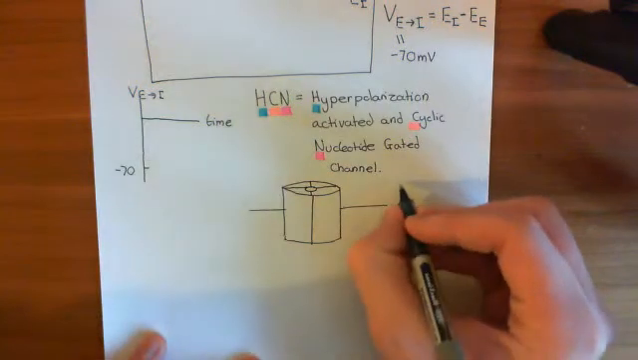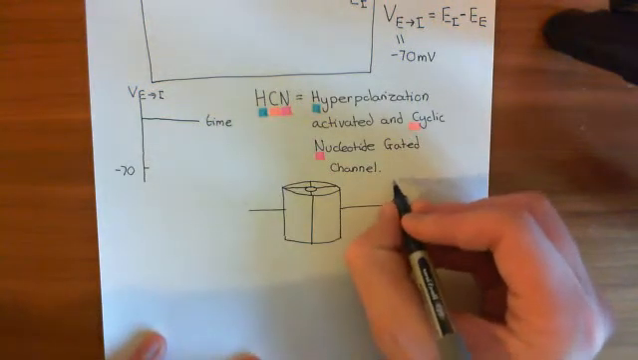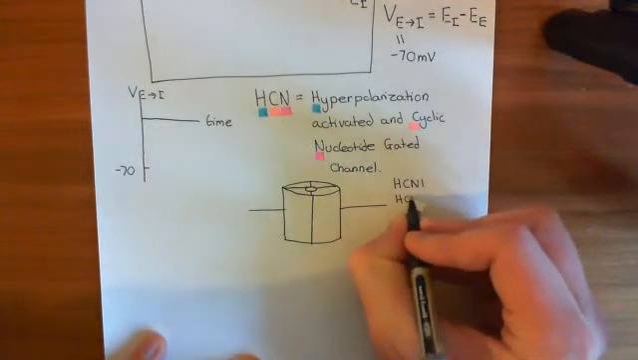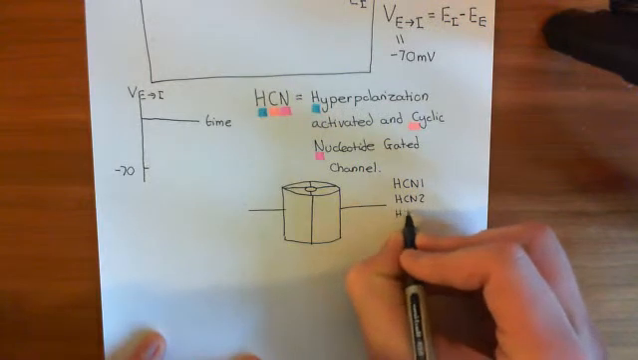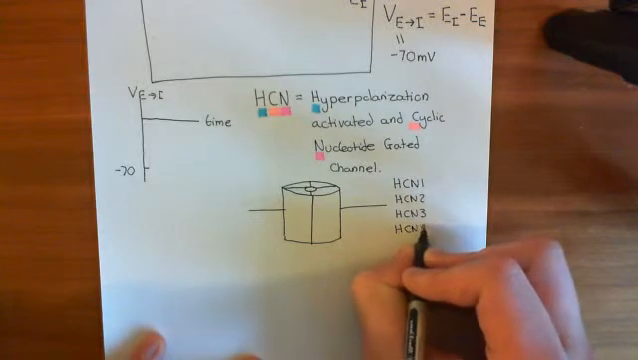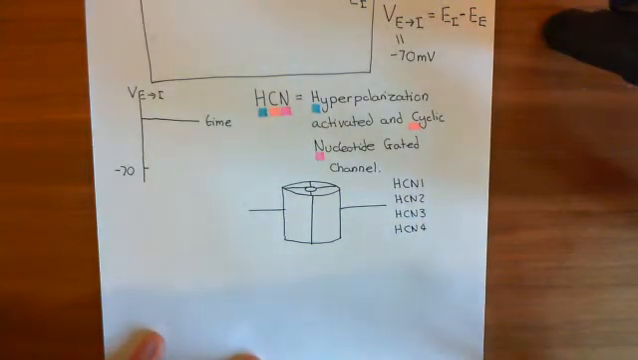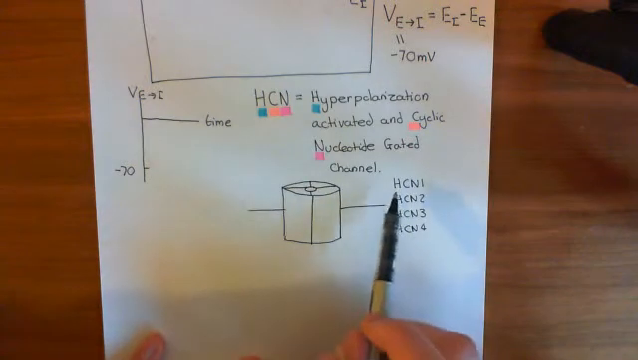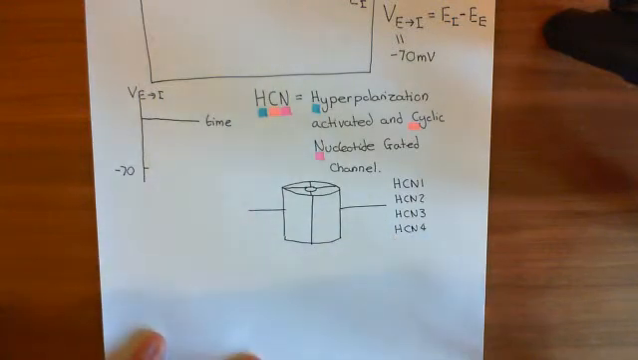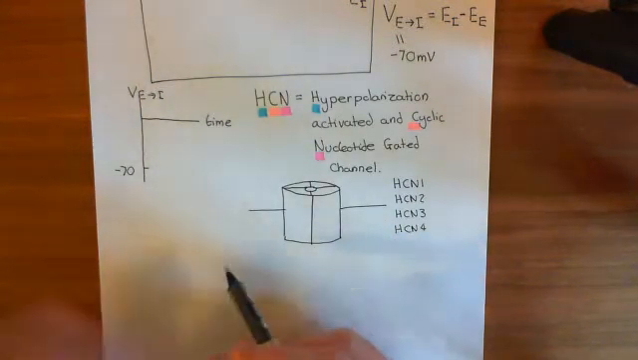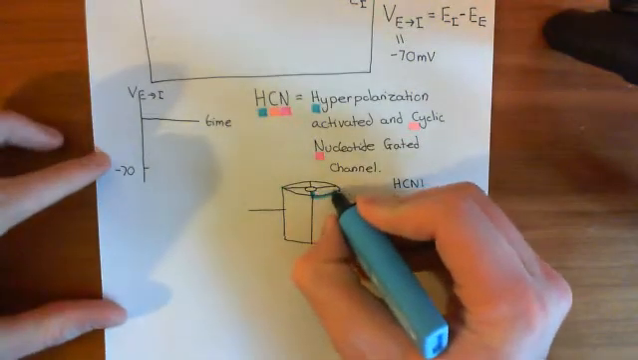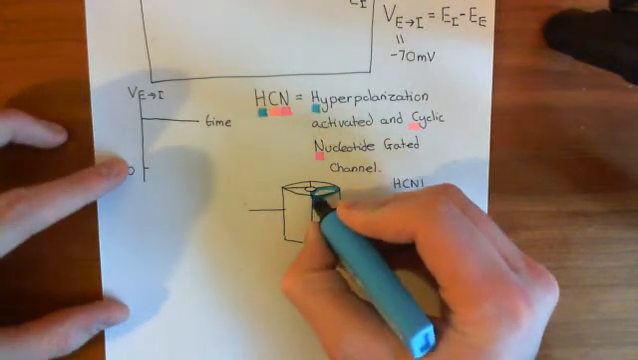Now, there are 4 different HCN genes in the human genome. There is the HCN1 gene, the HCN2 gene, the HCN3 gene, and finally the HCN4 gene. So these are 4 genes in the human genome which all code for HCN proteins. So we have an HCN1 protein, an HCN2 protein, an HCN3 protein, and an HCN4 protein. These proteins each make up a quarter of the HCN channel.